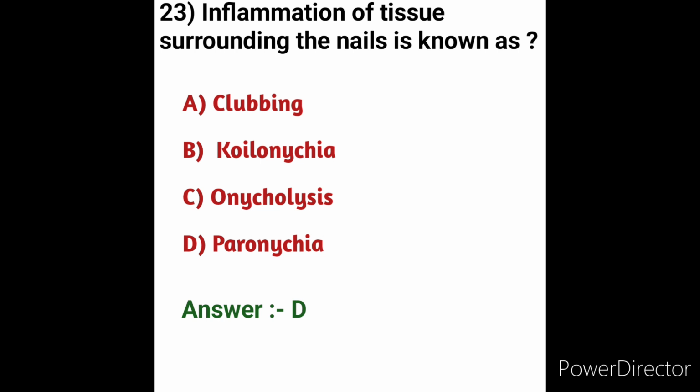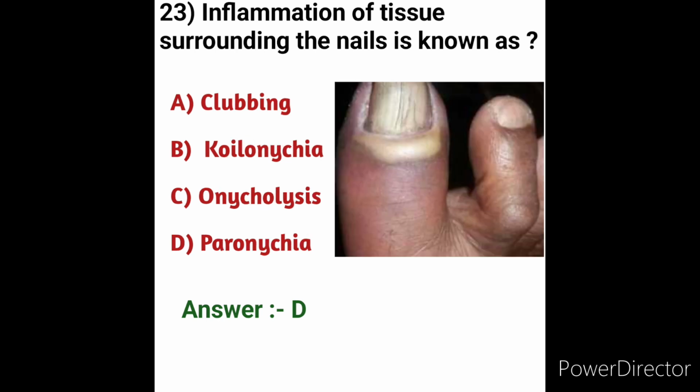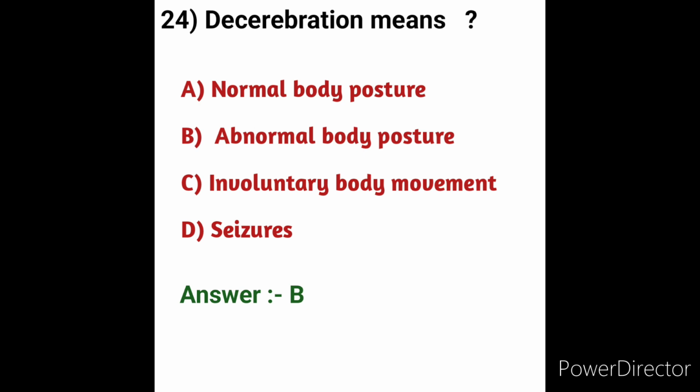So here, inflammation of tissue surrounding the nail is called paronychia. Option D is the correct answer. In this picture we can see the inflamed tissue surrounding the nail, known as paronychia. Next, move on to question number 24.